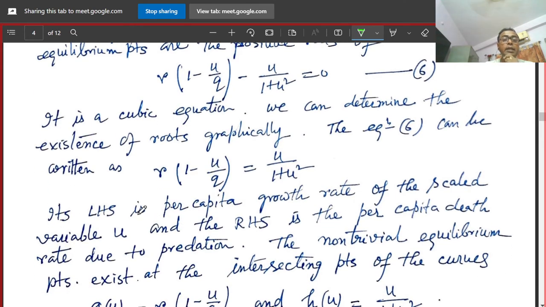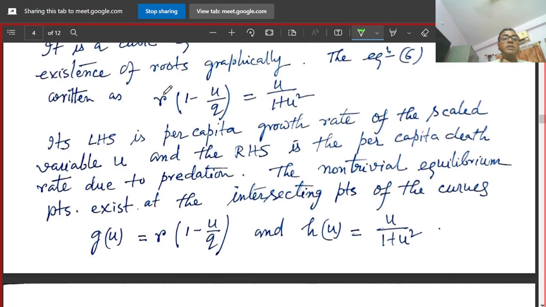The left hand side is the per capita growth rate of the scaled variable u, and the right hand side is the per capita death rate due to predation by birds. The non-trivial equilibrium points exist at the intersecting points of the curves.